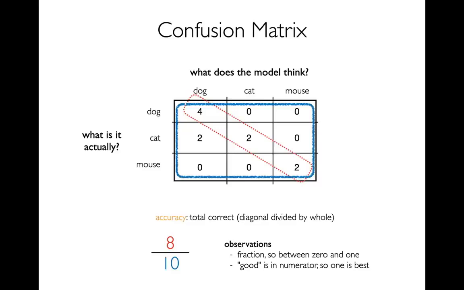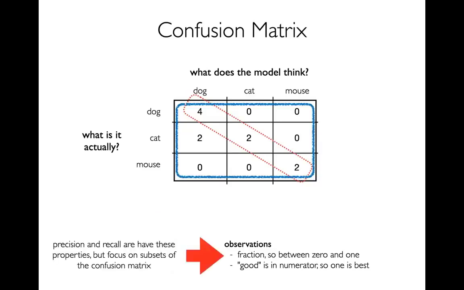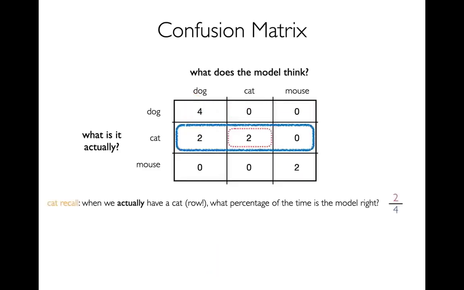Some observations here: this number is a fraction of a subset over a larger amount. It's always going to be between 0 and 1. The good number is always in the numerator for accuracy, so 1 is the best possible number. Precision and recall have those same properties, but they're going to be on different subsets of the matrix. We aren't going to be taking the whole diagonal divided by the whole matrix.